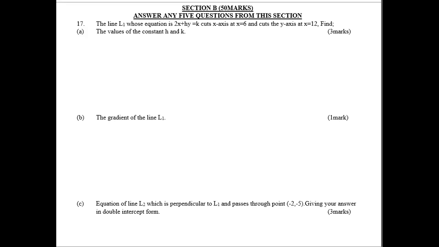So from that information, I have the gradient of L2. Why? Because if two lines are said to be perpendicular, the product of the gradients is negative 1. Therefore, if the gradient of L1 is negative 2, we normally take the reciprocal and change the sign. So we take the reciprocal of negative 2, which is a half.